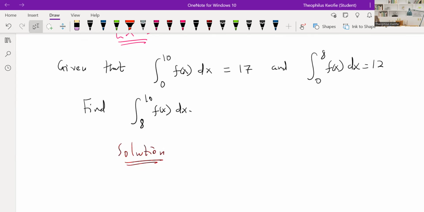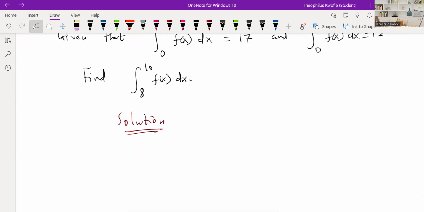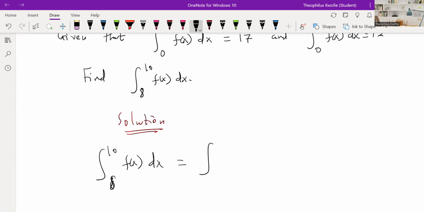So for us to solve this particular problem, we are going to apply the same principle. On that note, we're going to have 0 from, then plus from 8 to what? To 10, right?